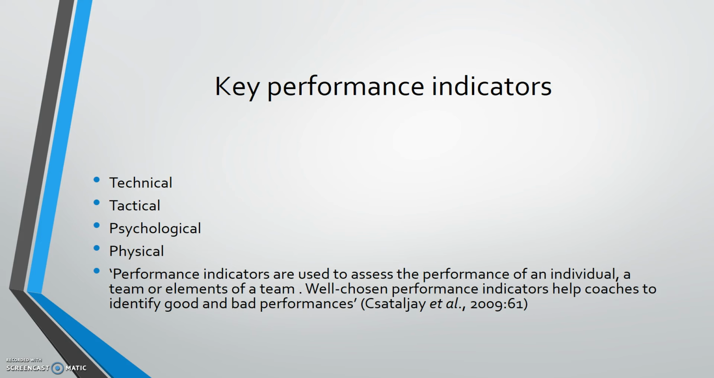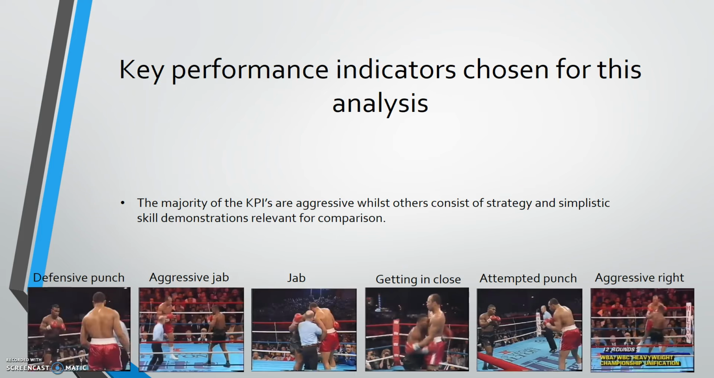Key performance indicators typically chosen in boxing are quite well ranged. Five standard boxing performance indicators could include the jab, lead hook, lead uppercut, and rear uppercut. Key performance indicators chosen for this analysis. The KPIs are demonstrated in the slide of each video.